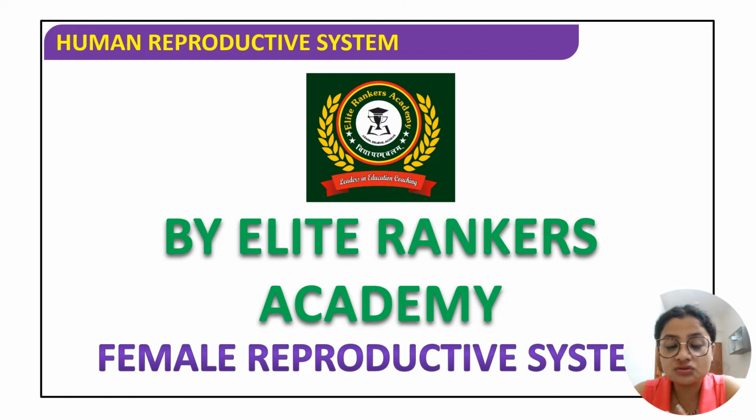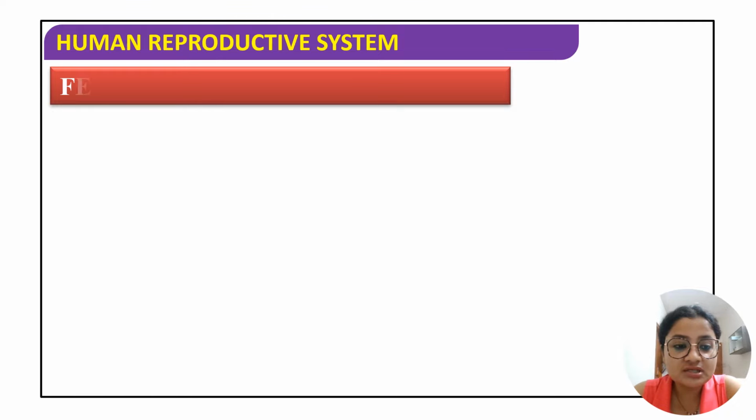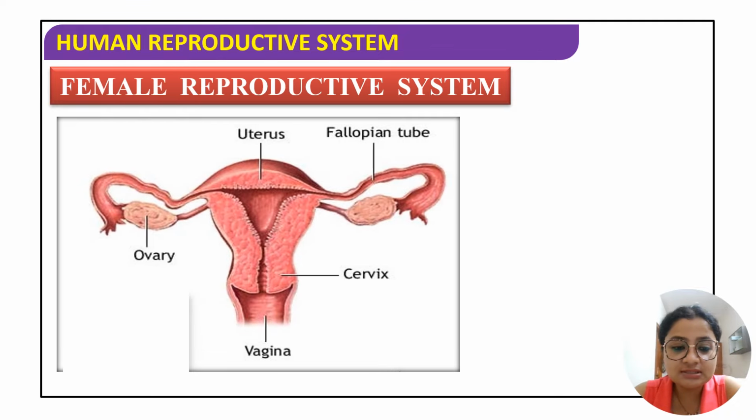In this session, as we are continuing with the unit of human reproductive system, we will be continuing with the next session of this unit where we'll be talking about the female reproductive system. Focusing on the female reproductive system, this is basically the overview of the major organs or major parts of the female reproductive system.